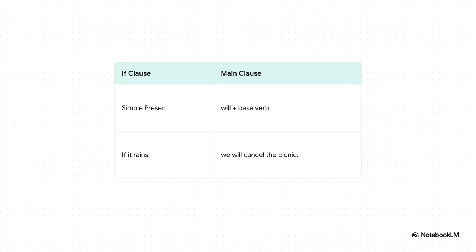So check out the structure. You can see the change right away. The if part, that's still in the simple present, right? If it rains. That's because rain is a real, actual possibility. But look at the result. We bring in the word will. That will is the magic signal here. It tells us we're talking about a likely future outcome, not a 100% guaranteed fact like with the zero conditional. So remember, real possibility in, likely future out.